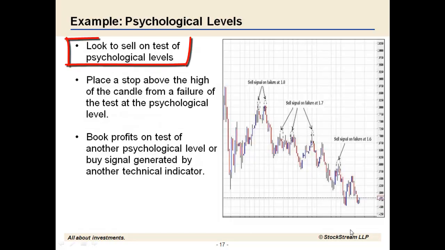We will sell on confirmation of failure at a psychological level with stops placed above the highs formed before the reversal. We will look to book profits on a test of another psychological level or reversal signals generated by other technical indicators. In this example, we sell failures at psychological levels of 1.8, 1.7, and 1.6, with stops placed above the highs of the reversal candle.